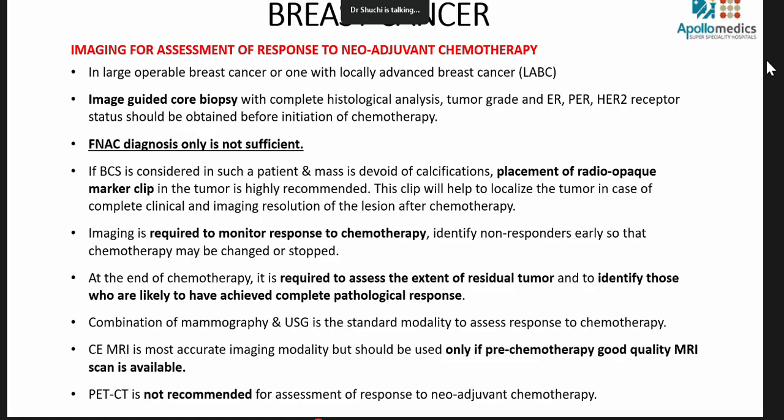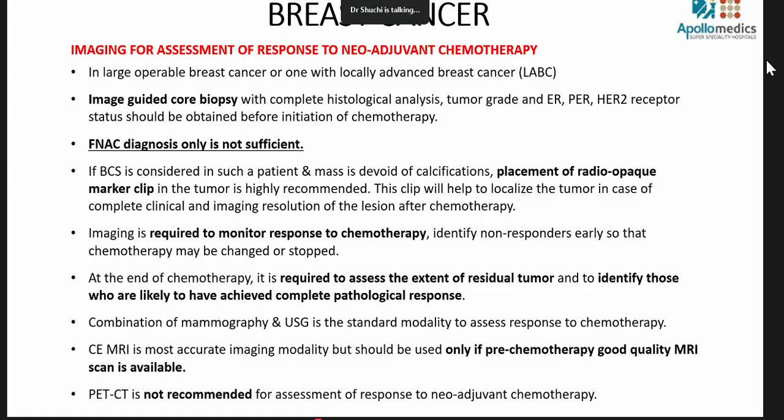If breast conservation surgery is considered in these patients and the mass is devoid of calcifications on mammogram, please place a radiopaque marker clip in the tumor. With the treatment, the size will reduce. This clip will tell you where to localize the tumor in case you get a complete clinical and imaging resolution. Imaging is required to monitor the response to chemotherapy and identify non-responders early so that chemotherapy may be changed or stopped.